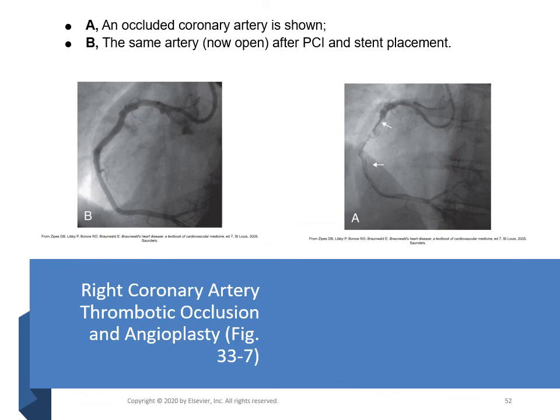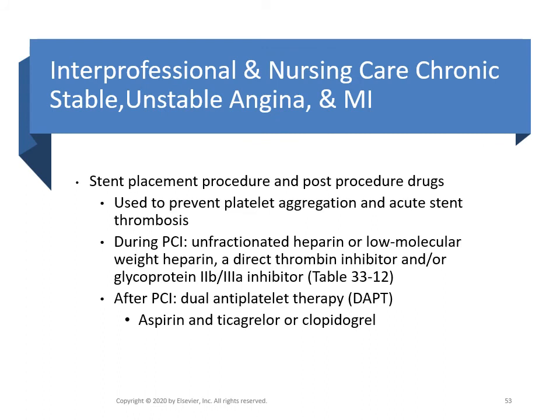This slide shows right coronary artery thrombotic occlusion in angioplasty. In picture A, a thrombotic occlusion in the right coronary artery is seen. In B, the drug-eluting stent. After placement of the drug-eluting stent, or DES, DAP, or dual antiplatelet therapy, is used for a minimum of 12 months. The duration of DAP for patients with a BMS is a minimum of 1 month, and you remember BMS is bare metal stent.